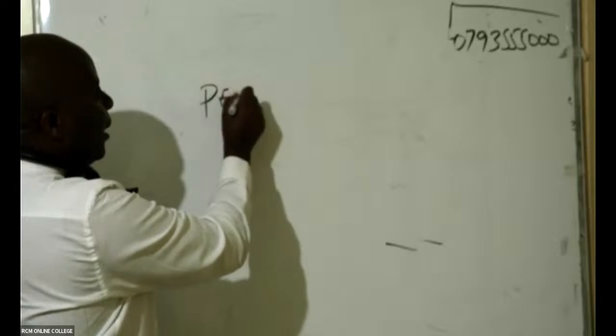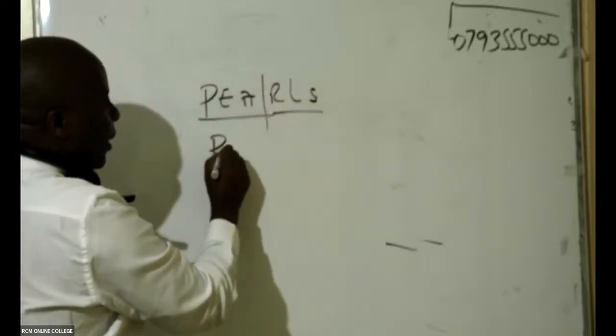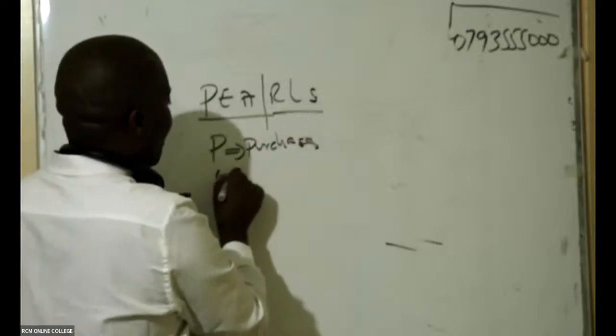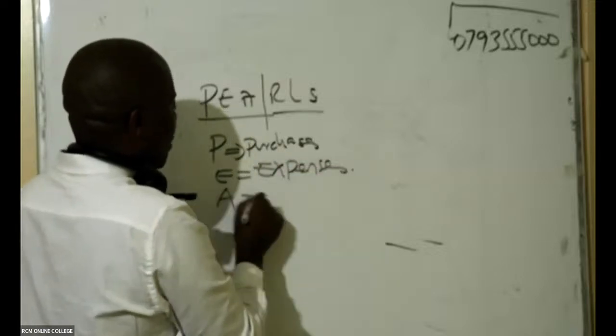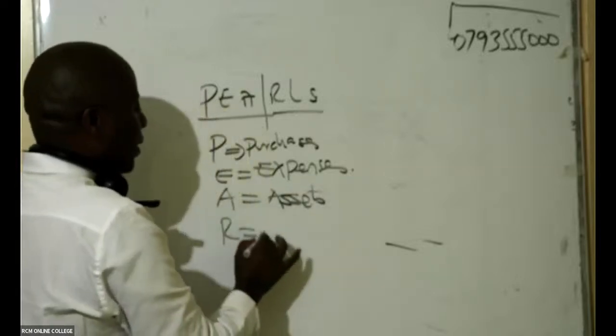The pairs here, pairs like this, will enable us to appreciate the double entry. So P stands for purchases, E stands for expenses, A stands for assets. We have R is revenue.